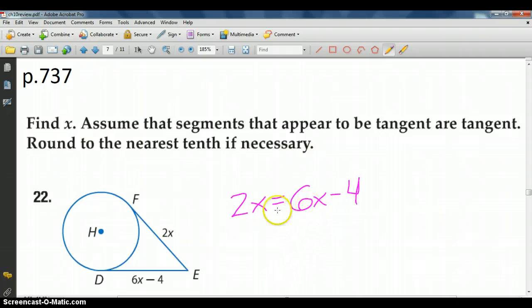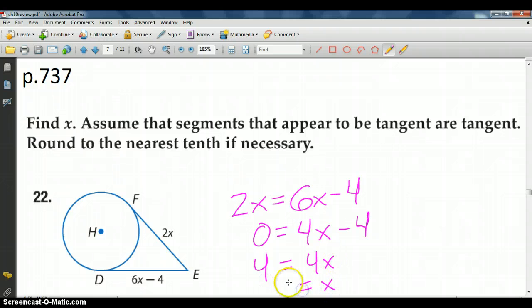So let's just subtract 2x from both sides. Let's add 4 to both sides. And let's divide both sides by 4. Therefore, x is equal to 1.